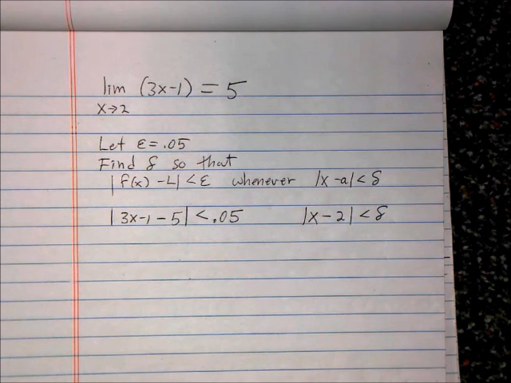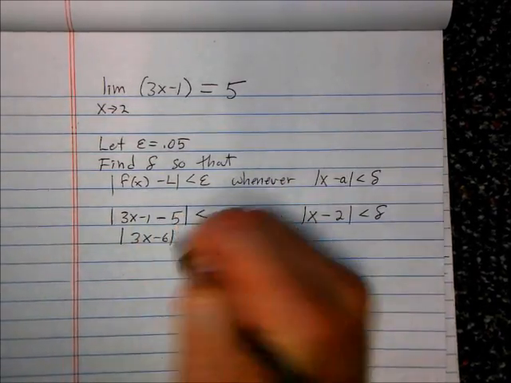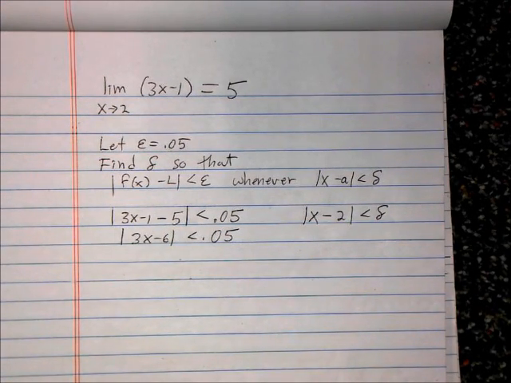So somehow I need to start with the thing on the left and end up with the thing on the right. So what do I do? Inequality, you mean? Yes. Okay, so what I'm going to do is rewrite this as the absolute value of 3x minus 6 is less than 0.05. And then what can I do with that? I could split it. I don't really need to, though. Anybody got a better idea? That would work, but that's not what I'm going for.